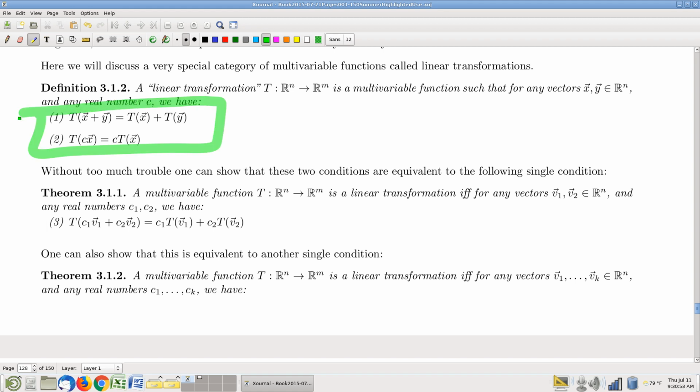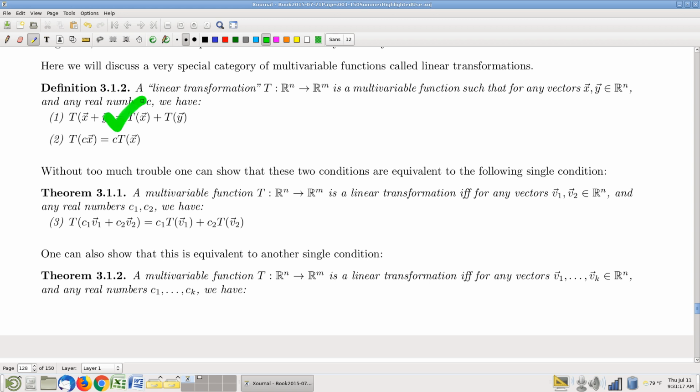These are two properties that some functions satisfy. Most functions don't. Easy to find examples of functions that don't do this. So for example, the squaring function. If you square a sum of two numbers, you do not get the sum of the individual squares. So again, most functions don't have this property.